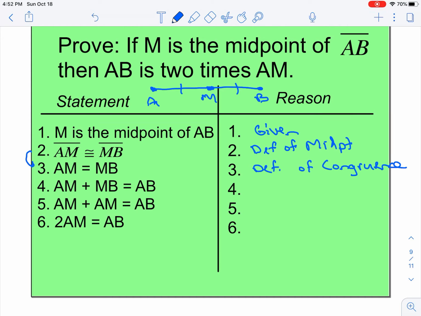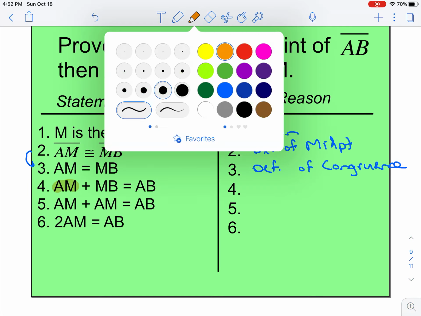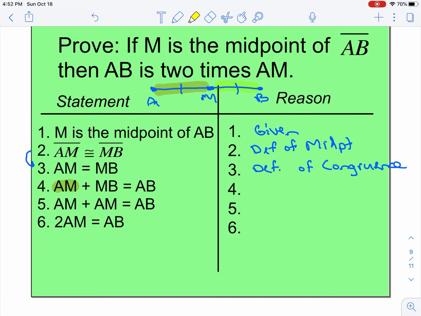So now I'm saying that AM plus MB is equal to AB. What I am showing here is the segment addition postulate, because I'm saying that AM plus MB right here is equal to the whole thing, AB. So that is segment addition postulate.